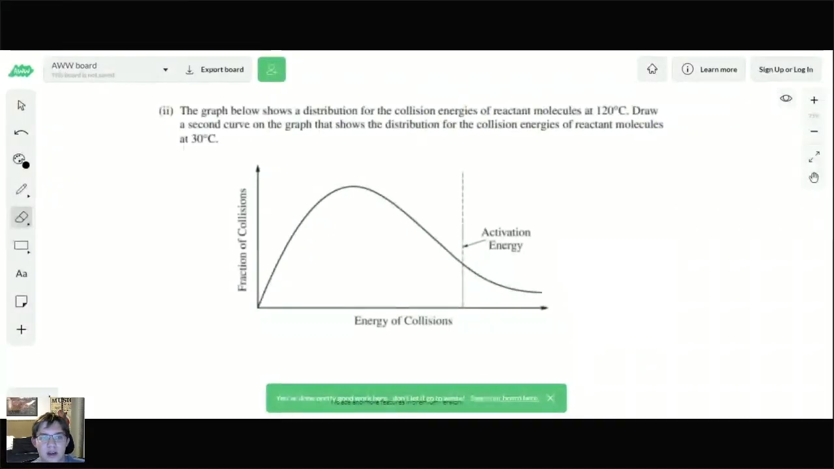All right, so here we see the graph below shows a distribution for the collision energies of reactant molecules at 120 degrees Celsius, right? So it says draw the second curve on the graph that shows the distribution for collision energies of reactant molecules at 30. So you might be thinking, Dylan, what the heck? This isn't gases. However, you can treat it the same way, right? The energy of collisions can be really said as kinetic energy, right? Or velocity. And fraction of collisions, well, that's just the same thing as the number of molecules, right? A higher fraction, so a higher number.